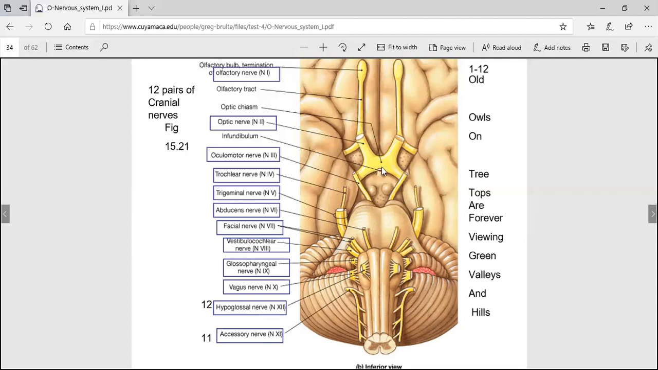Just don't mess up. Don't call that a nerve. That's the infundibulum. The infundibulum hangs the pituitary down into the sella turcica. Remember on the sphenoid bone on our bone test? So that's not a nerve. Plus, they don't have it in yellow. They drew all the nerves in yellow here. So that'll totally mess you up. If you went 1, 2, 3, you're totally wrong from then on.